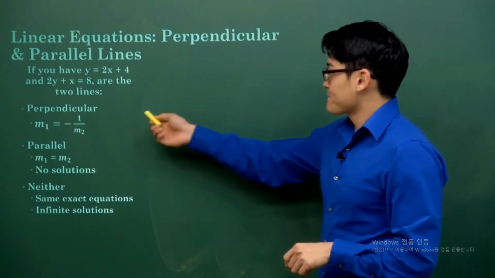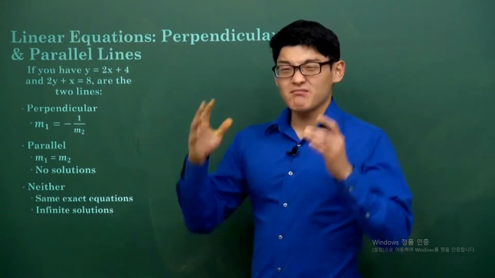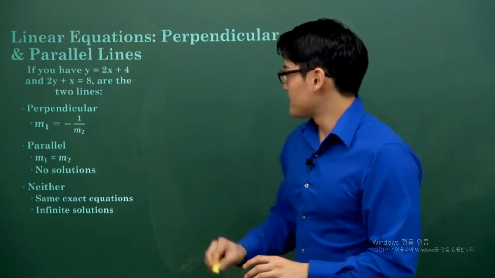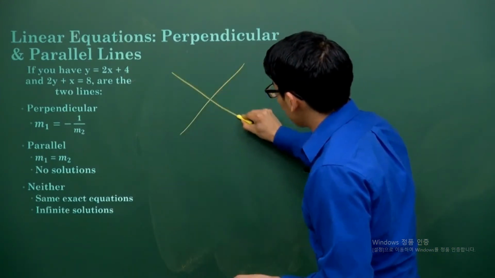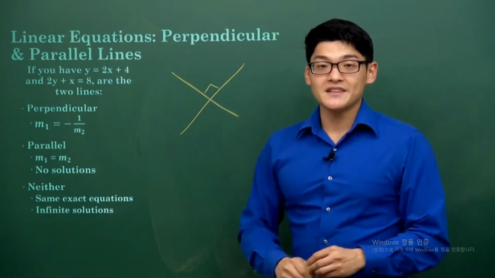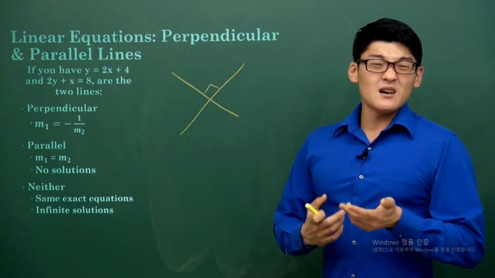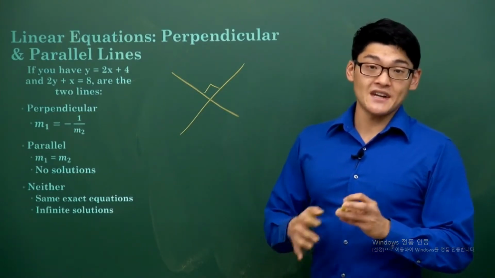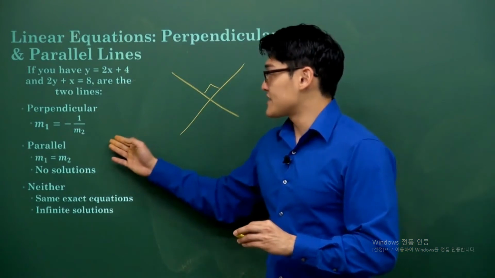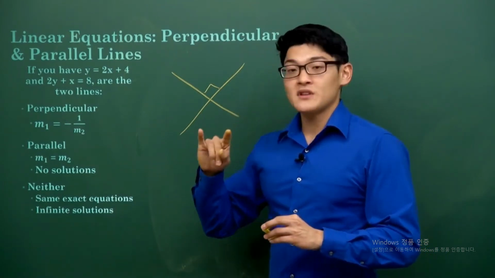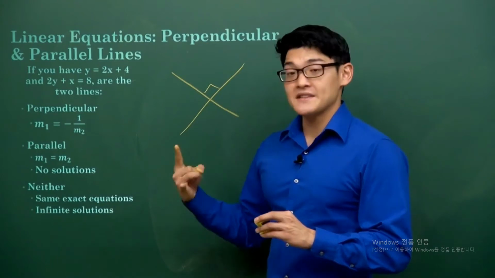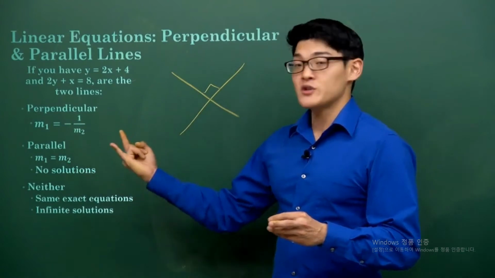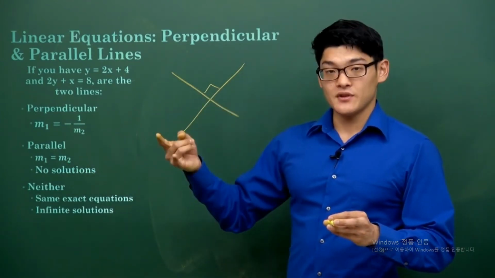You have to remember what these two terms mean, perpendicular and parallel. Perpendicular means two lines intersecting at a point and creating a 90-degree angle. But for all intents and purposes, we don't really need to know that for the math SAT, not too much anyway. What you do need to know is that the slopes of the two lines you're given, compared to each other, are negative reciprocals of each other.